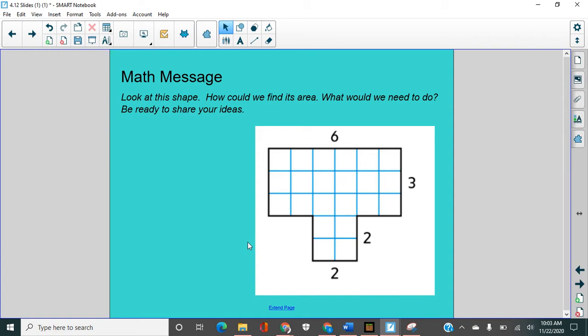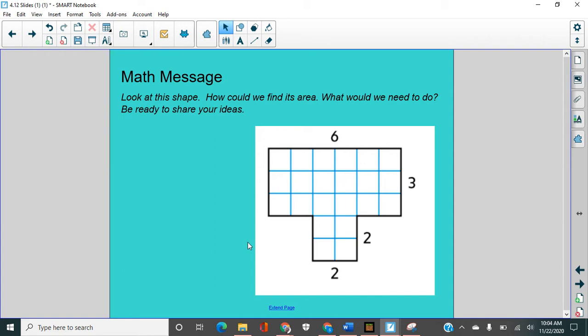And we've been talking a lot about area and a lot about perimeter. And I want you to look at this shape, right? It's one of those weird ones. So, what's something that we could do? How could we find this shape's area? What's your idea?